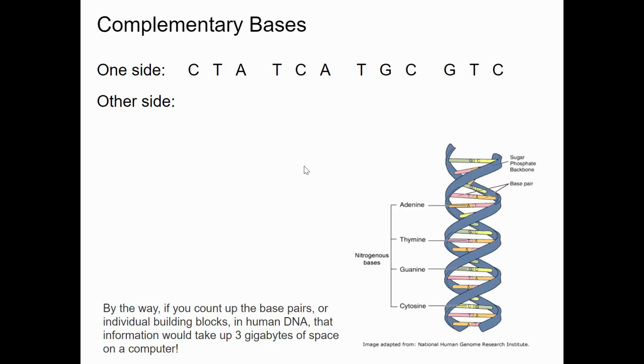All right. If I had this sequence of bases on one side of the DNA, what would the other side of the DNA be? What would the first letter be? G, A, T, A, G, T. So you see how they match up, right? Those we call complementary base pairing.